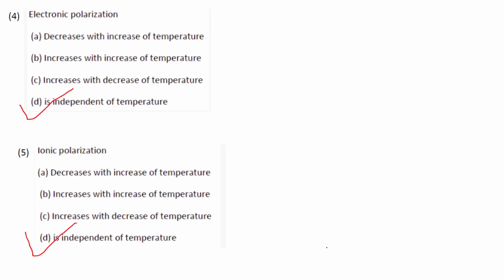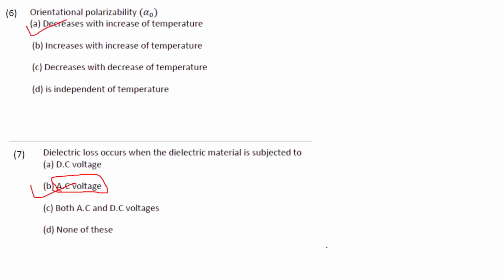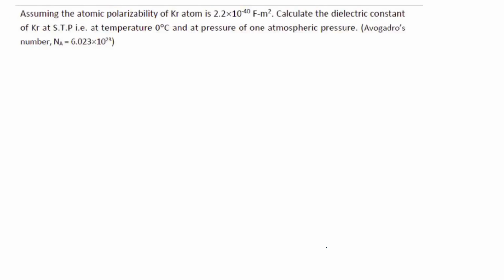Now let us go to the next one. Electronic polarization is independent of temperature. The ionic polarization is independent of the temperature, and the orientational polarizability alpha 0 decreases with increasing temperature, and dielectric loss occurs when the dielectric material is subjected to AC voltage. So these are the answers.